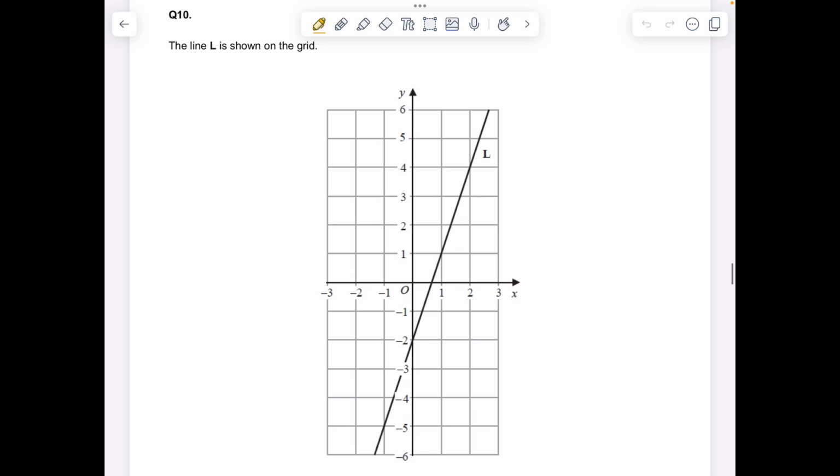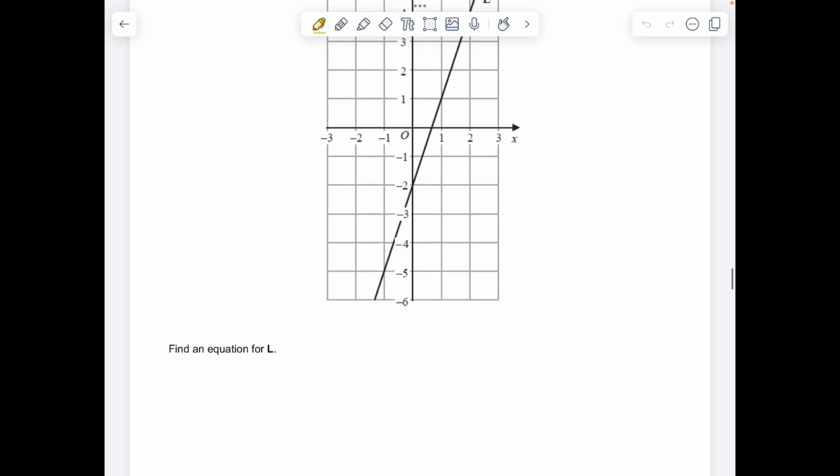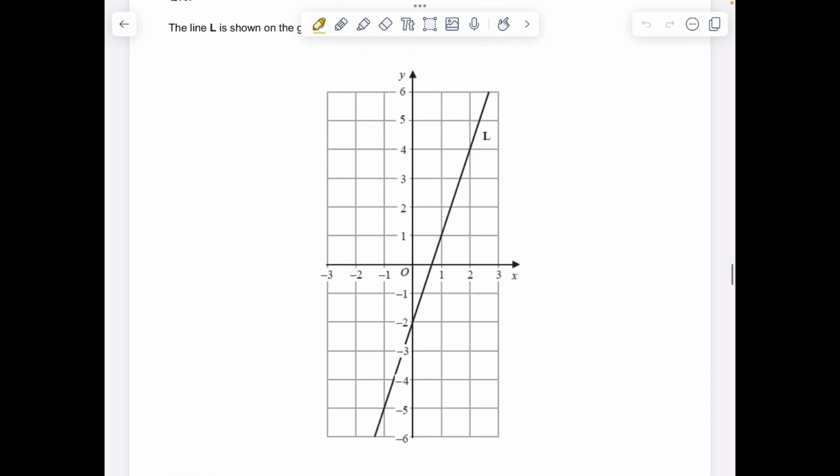Question 10, it asks you for the equation of L. So we want the equation of this line. Remember, the equation looks like this, y equals mx plus c. We know that m is always your gradient, which is what we've got to find. And c is where it crosses the y-axis, so the y-intercept.